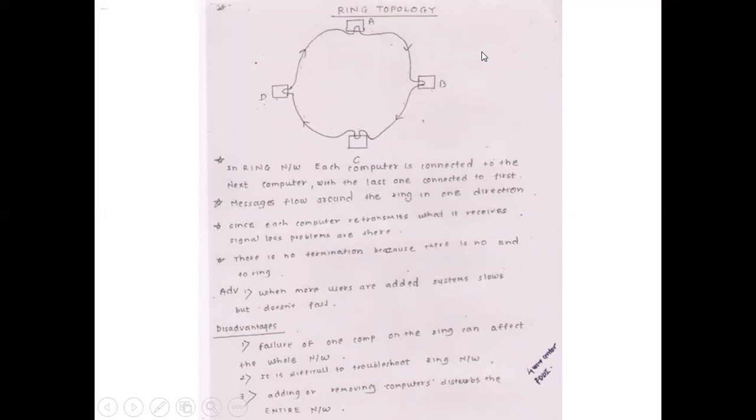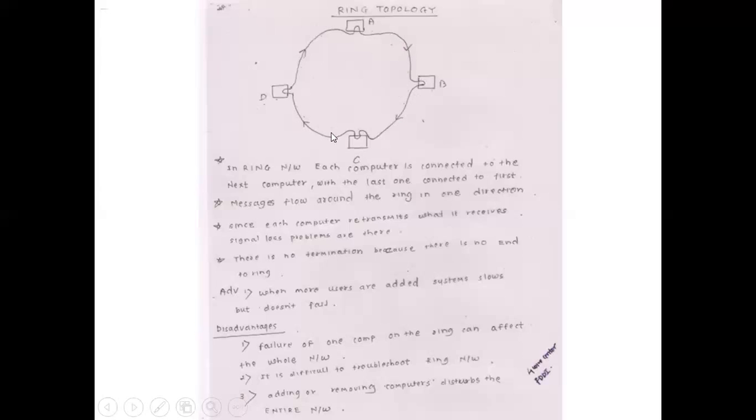Number two, messages flow around the ring in one direction only. So clockwise, as I have shown over here, the data always flows in this direction only. Let us say D wants to communicate with B. D will not come in reverse fashion. It will communicate in one direction only. Since each computer retransmits what it receives, signal loss problems are there. There is no termination because there is no end to the ring.